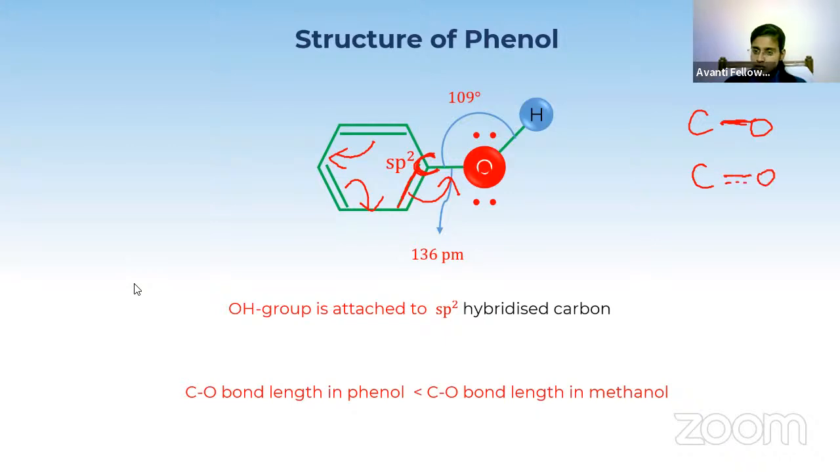So what will happen if the number of bonds increases? From 1 to 1.5, the bond length will decrease. So this is the reason. The bond length of CO decreases because of the delocalization of electrons of the phenyl ring. Got it? This is the structure of phenol.